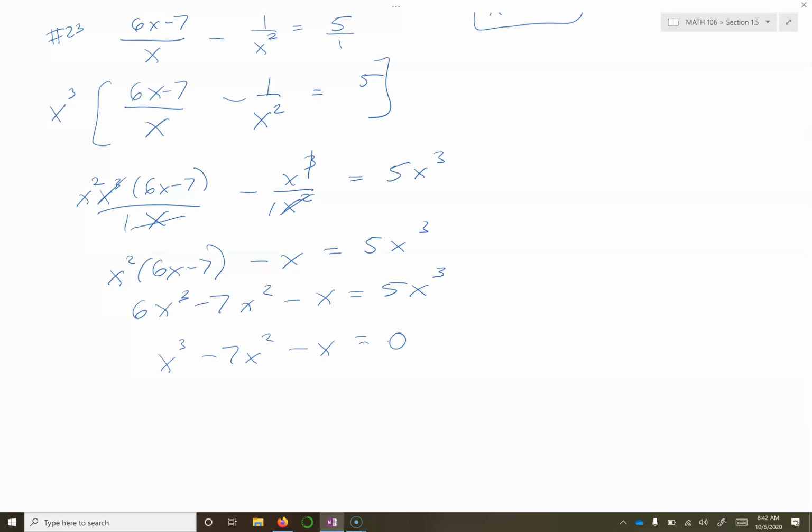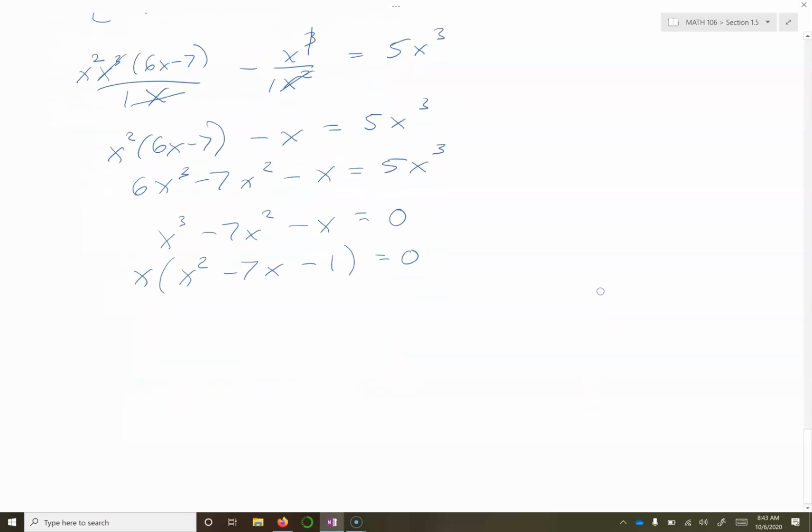GCF, especially if it's not a quadratic, right? Clearly, right now, this isn't a quadratic. So the GCF for this one is just x, right? So we take out an x. We're left with x squared minus 7x minus 1 equals 0. Okay.